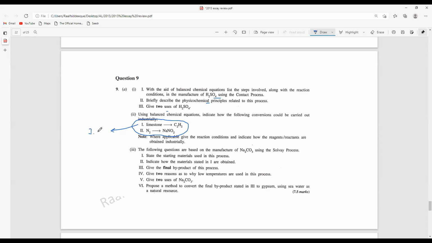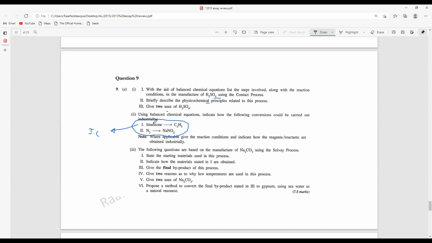Okay, inorganic conversion. So we normally see organic conversions in the paper. This is the first time after, I would say, before 2000. Before 2000 there were questions having these inorganic conversions, but this is the first time that they have asked for this inorganic conversion, which we typically don't see.